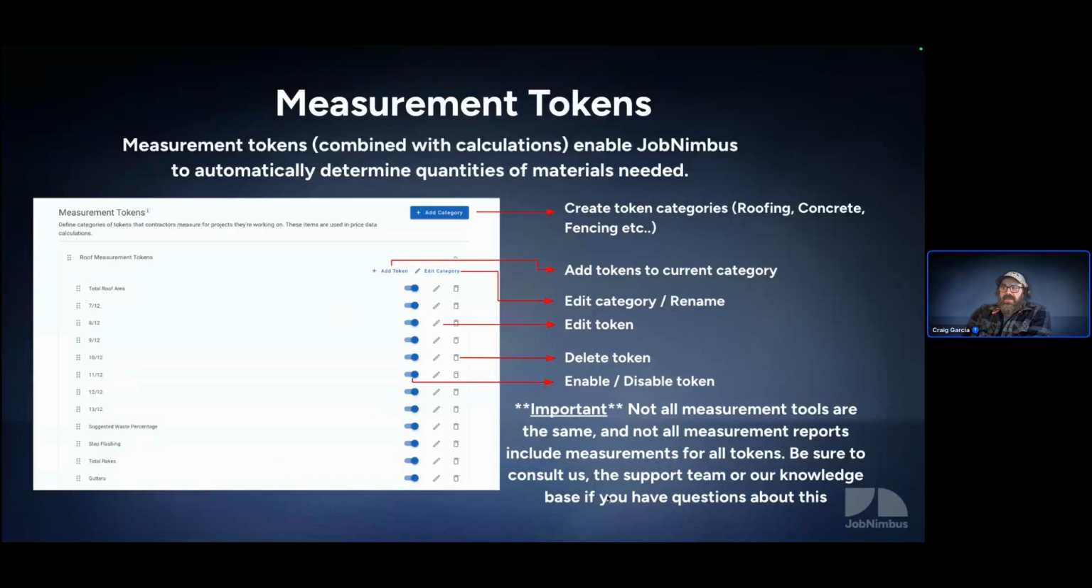Now, do keep this in mind. Not all measurement tools are the same, and nor are all measurement reports from said tools the same. Be sure to consult us, the support team, or our knowledge base if you have questions about this. But essentially, if you get a basic report, you're going to get basic information. Whereas if you're getting a premium residential report, you're going to get a lot more. So a lot more of these tokens will be automatically populated by your measurements by using a premium report. But you don't have to. There are ways around this.